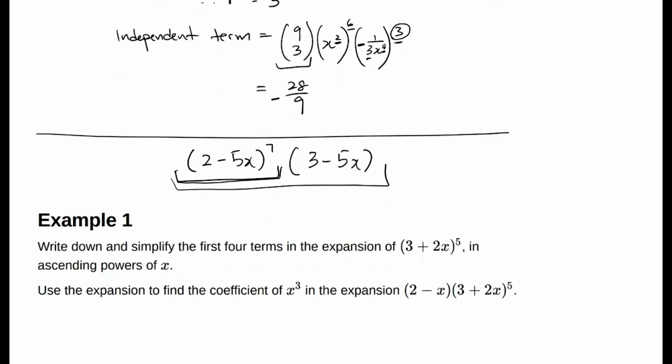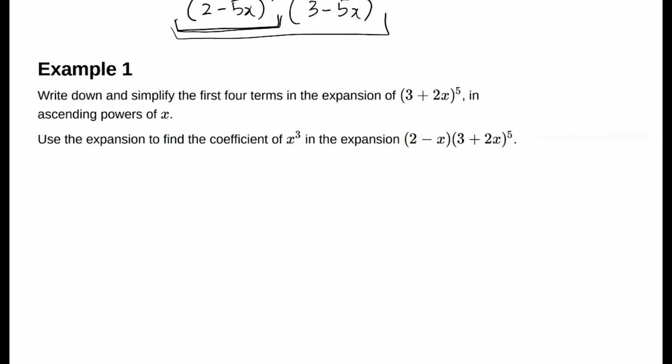You can see I already have my example one here. The question asks you to write down and simplify the first four terms in the expansion of 3 plus 2x to the power 5, in ascending powers of x. Ascending powers of x really just means that the power of x has to be increasing. So if I do my expansion and I end up with something like this, this is ascending powers of x because the powers of x went from 2 to 4 to 6, so it is increasing.